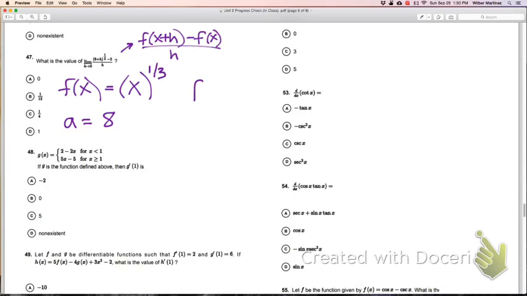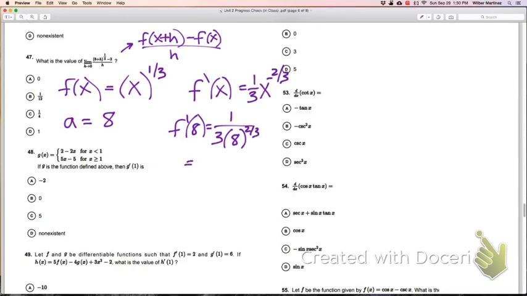So remember, definition of the derivative just says to find the derivative. So f prime of x is 1/3 x to the negative 2/3. And f prime of 8 would be 1 over 3 times 8 to the positive 2/3. 8 to the 2/3 would be the cubed root of 8 squared. The cubed root of 8 is 2, and then 2 squared is 4. So this is 1 over 3 times 4, which is 1 over 12.